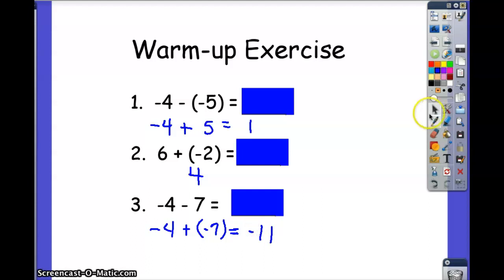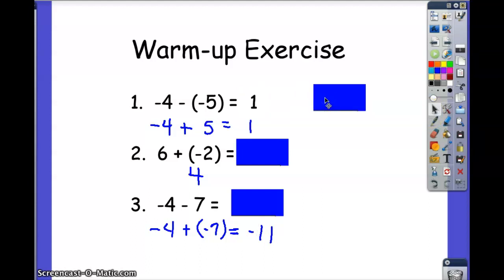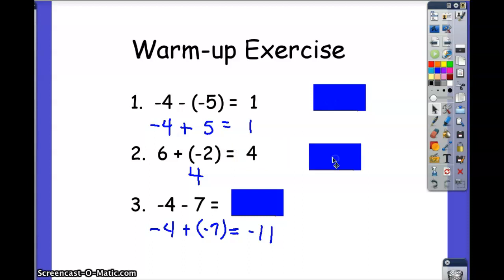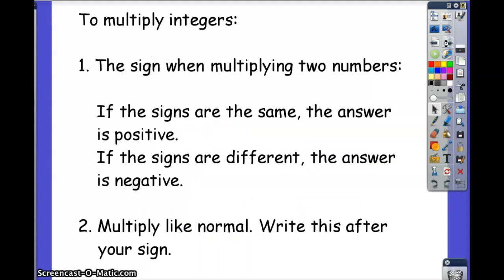So let's check these and make sure we got them correct. Number 1 is 1. Number 2 is a positive 4. And number 3 is a negative 11. So back to multiplying integers.